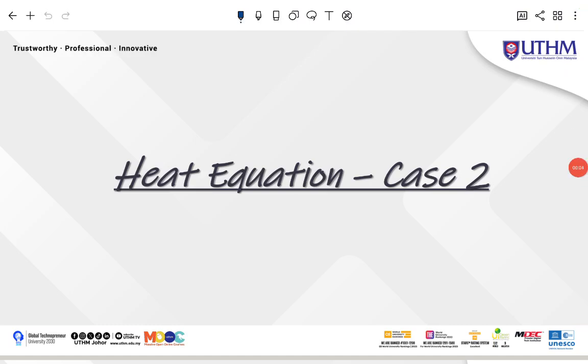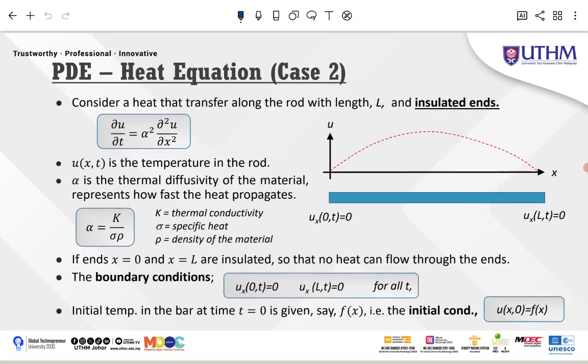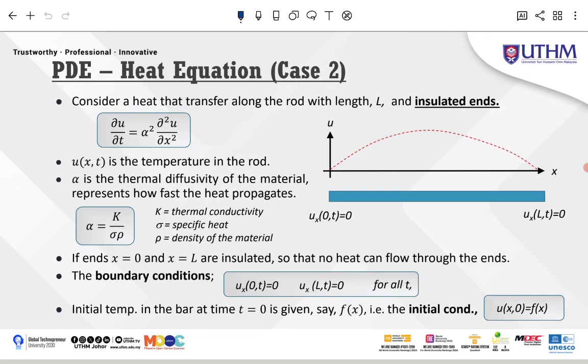Hi everyone, welcome again. In this video, we will look at how to solve the other case of the heat equation, the partial differential equation. We will consider the heat transfer along the rod as previously, but in this case it has insulated ends, which means the end of both sides of the rod is insulated. So we have the boundary condition that the derivative of temperature at x equal to 0 and x equal to L equals 0.